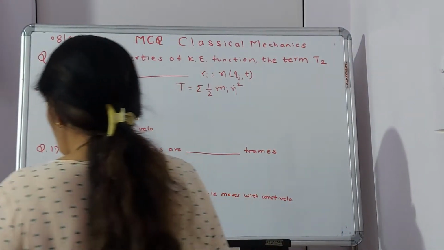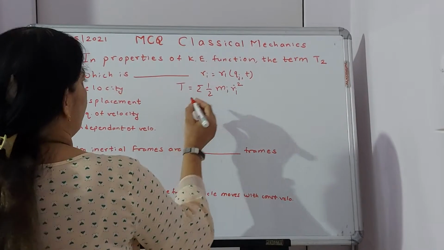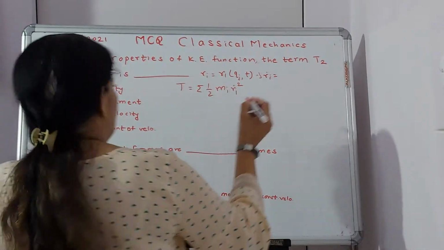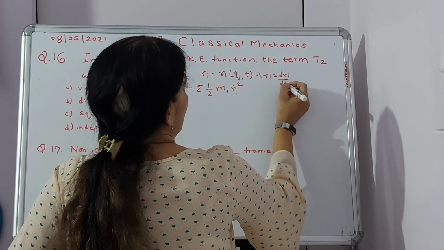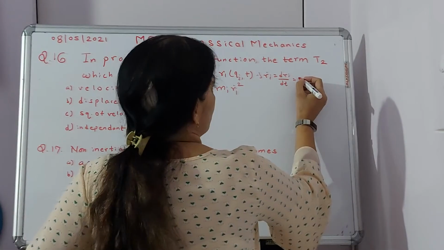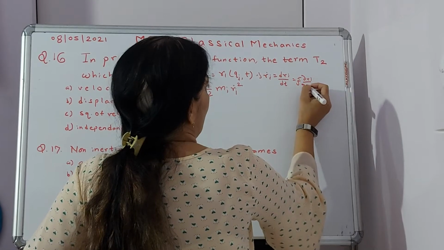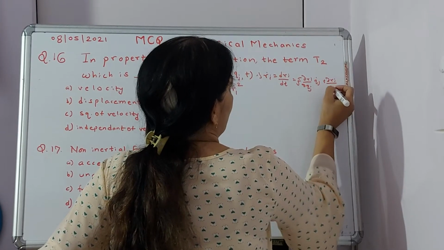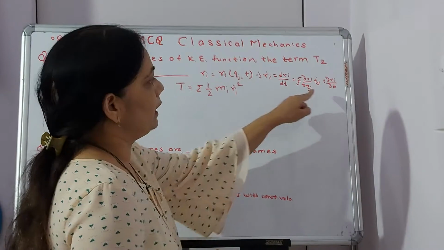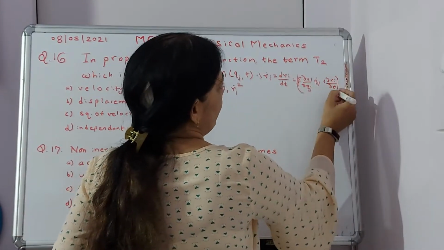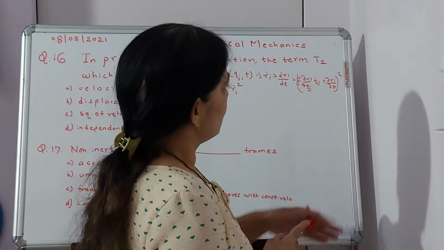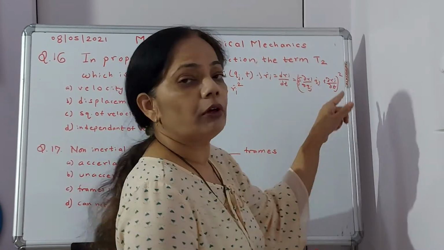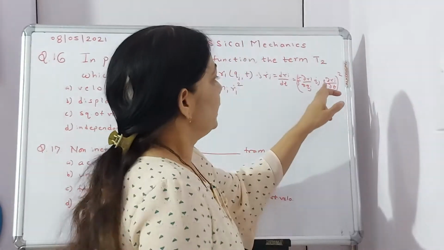So in short, the value of Ri dot is nothing but dRi by dt, and that dRi by dt is summation over j of ∂Ri/∂qj times qj dot plus ∂Ri/∂t, because this is a function of qj and t. When you put the value over here and square it, you get the first term, which is ∂Ri/∂qj into ∂Ri/∂qk, qj dot qk dot, that is square of velocity, that we call T2.